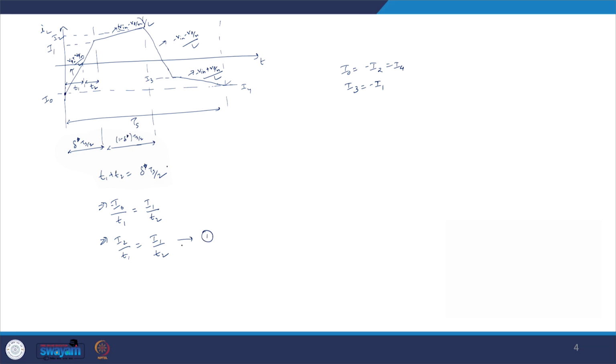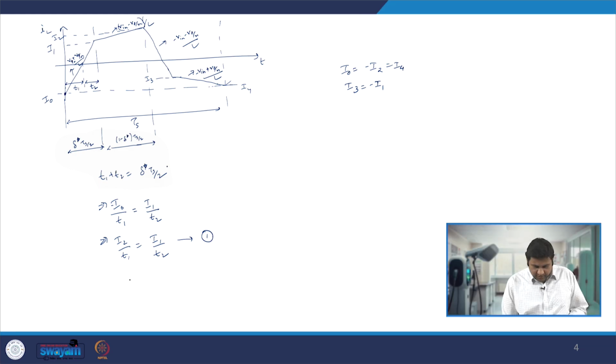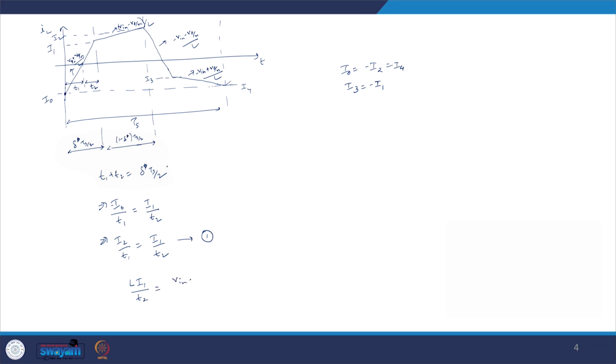Now we can find this particular slope. We have L di, going from 0 to I1, L di/dt, which is nothing but T2, the slope being (Vin + Vo/n). Now this is the thing. Let us define this as equation number 2, where we know that our δ* is nothing but δ by 180 degrees, where δ is the phase shift in degrees.